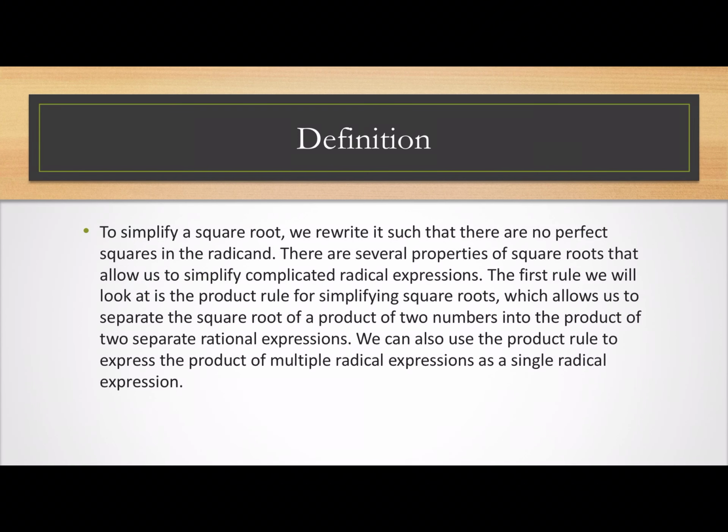Definition. To simplify a square root, we write it such that there are no perfect squares in the radicand. There are several properties of square roots that allow us to simplify complicated radical expressions. The first rule we will look at is the product rule for simplifying square roots, which allows us to separate the square root of a product of two numbers into the product of two separate radical expressions. We can also use the product rule to express the product of multiple radical expressions as a single radical expression.